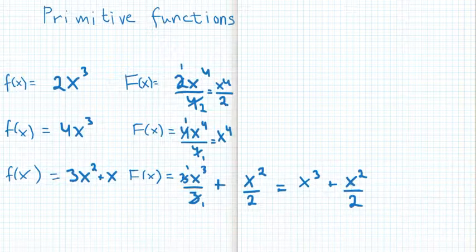So we can always double check that it's correct when we have a function and we find its primitive. We can just check by finding the derivative of this, and if it's the same as the function, we know that the answer is correct.